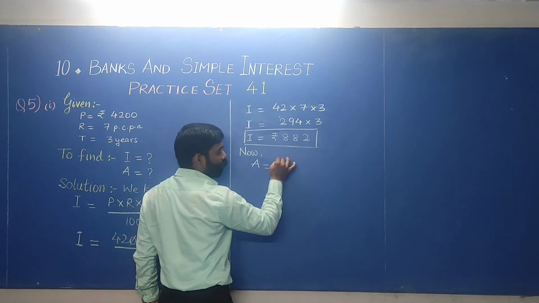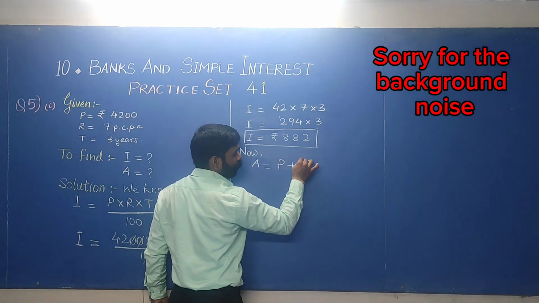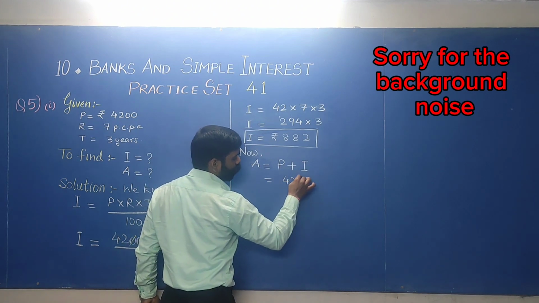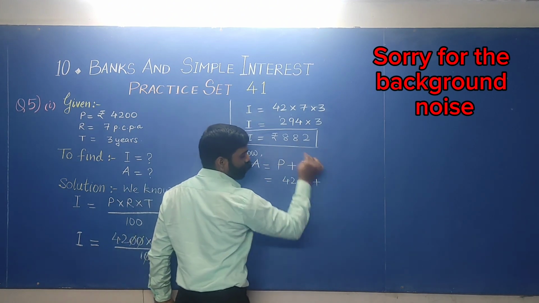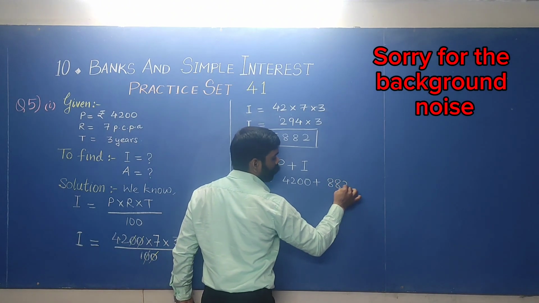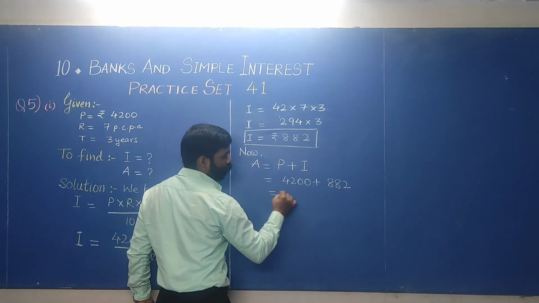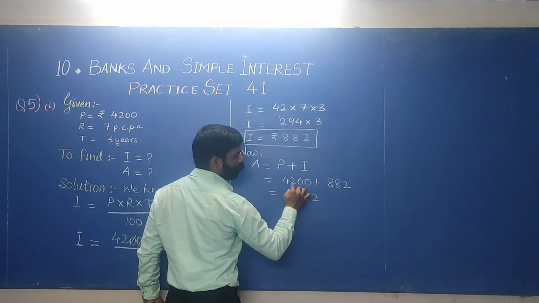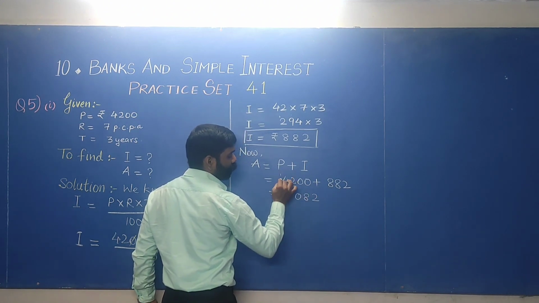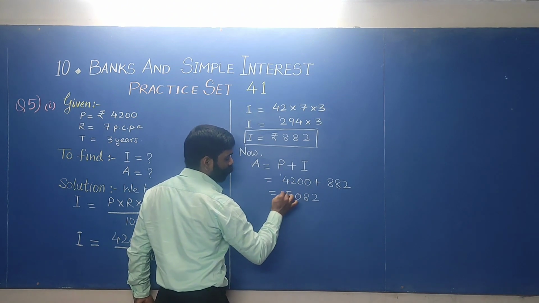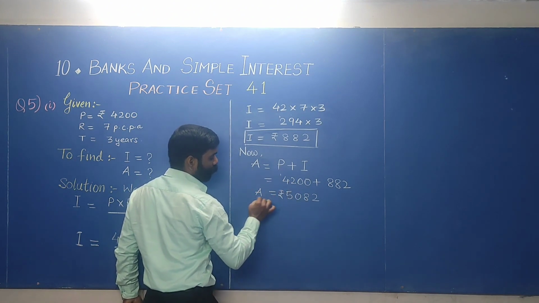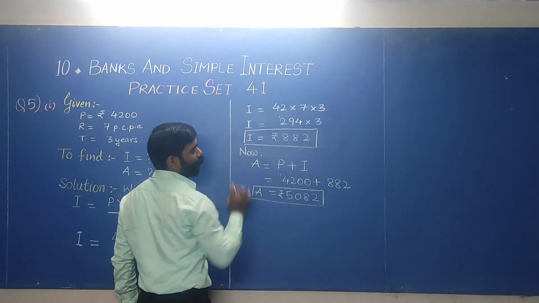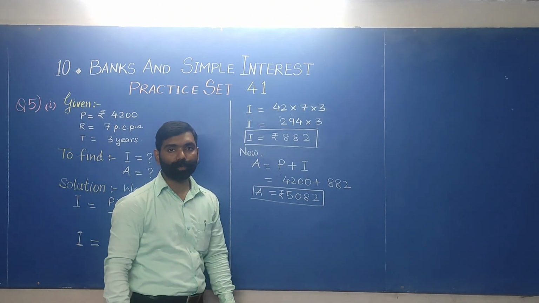Now we need to find amount, and we know the formula for amount as well. Amount is equals to principal plus interest. Principal is 4200 plus interest, we got it as 882. So we will get 0 plus 2 is 2, 0 plus 8 is 8, 2 plus 8 is 10, carry 1, 5. This is our amount. So final answer, amount we will get 5082 and interest 882.